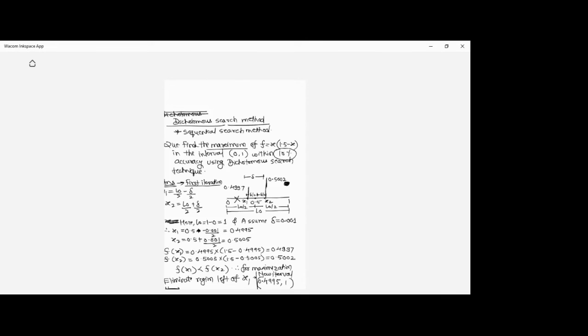So the region from x1 to 1 is what we are going to consider. The previous interval was 0 to 1. Now we have decided that between 0 and 0.4995 there is no chance of getting a maximum value, so we are going to eliminate that region. Now in the second iteration, the new interval that we have got is 0.4995 to 1. So let's focus on this particular iteration now and move ahead.